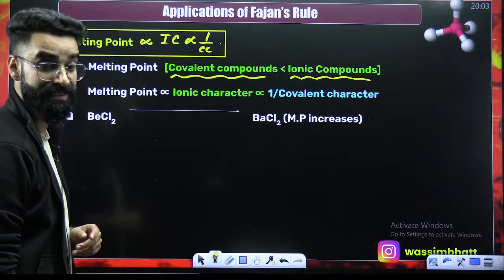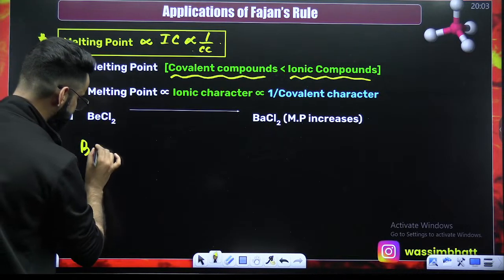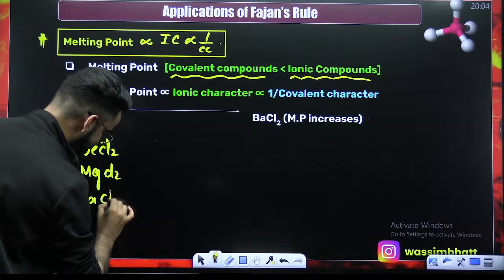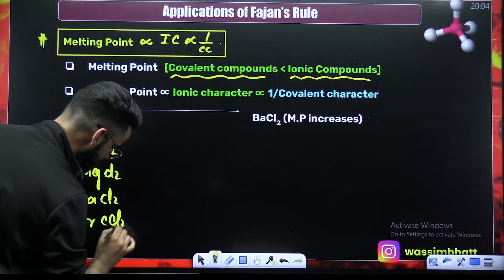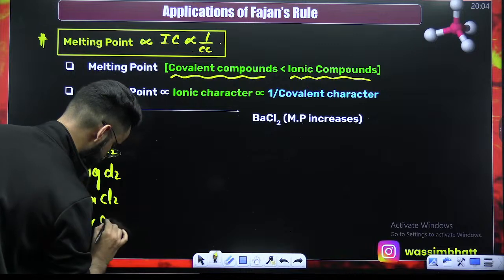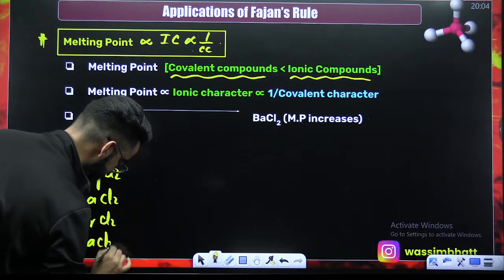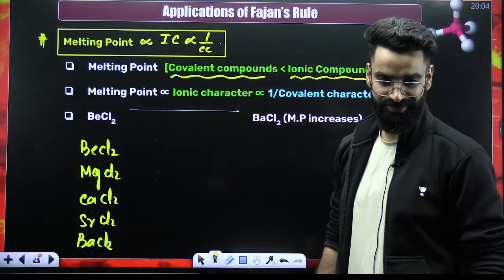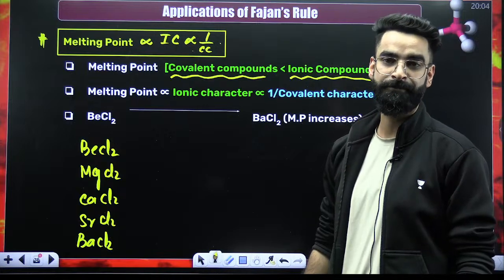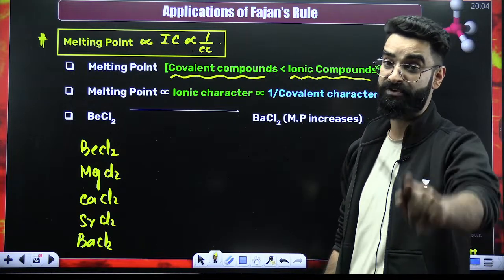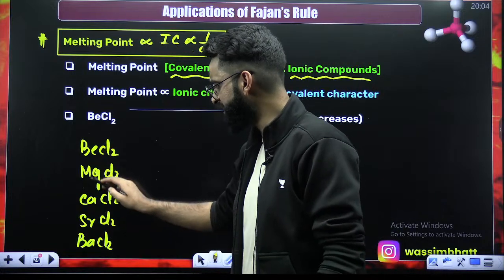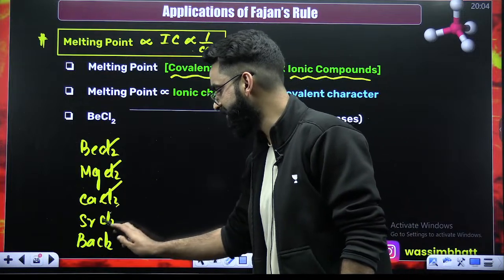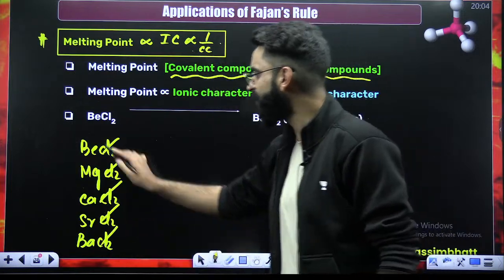For example, understand guys, let's say I've got BeCl2, and the chlorides of magnesium, calcium, strontium, barium. These are the chlorides of group two. I need to arrange them on the basis of their melting point. So again, I'll be using Fajan's rule. This is Be dipositive, Mg dipositive, calcium dipositive, strontium dipositive, barium dipositive. I won't be deciding on the basis of anion. Leave the anion aside and talk in terms of cations. The charge on every cation is the same.